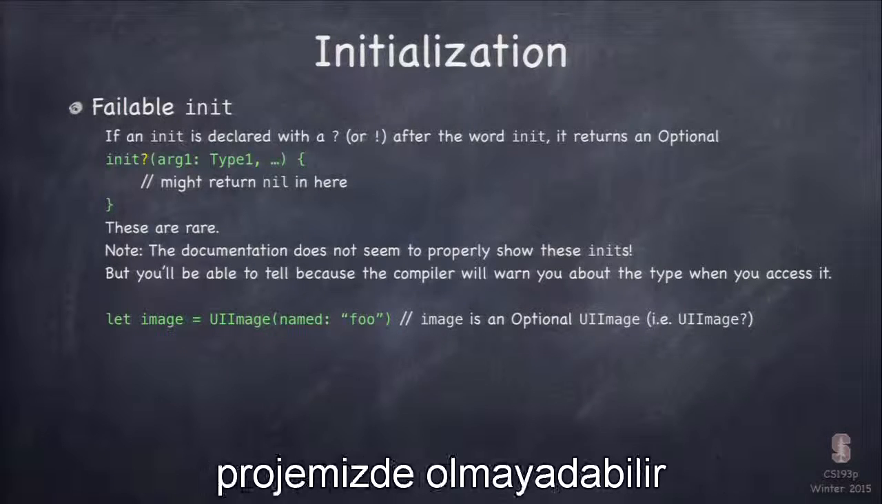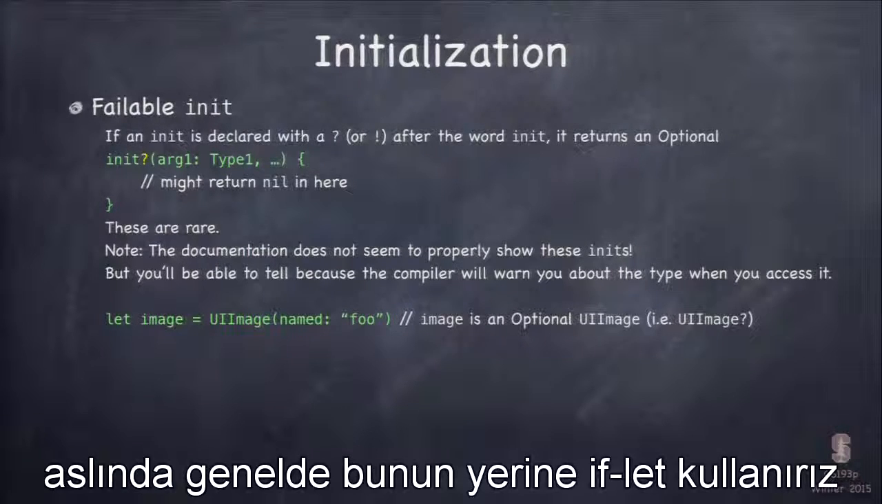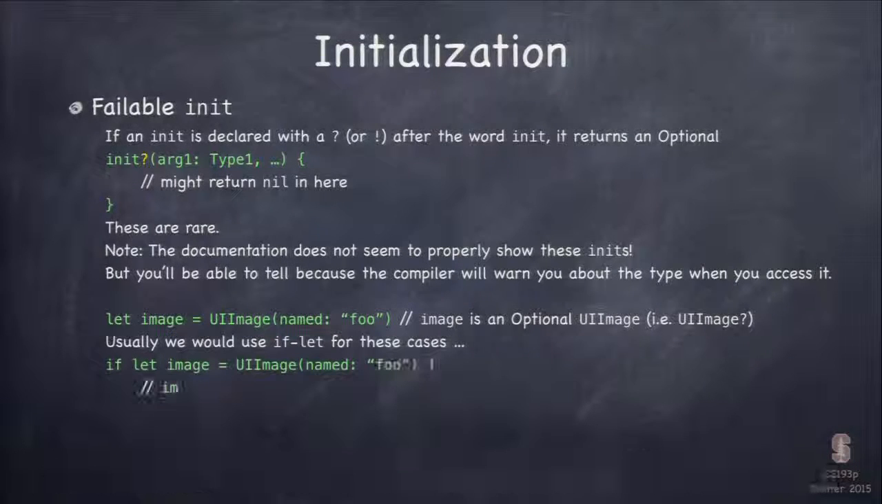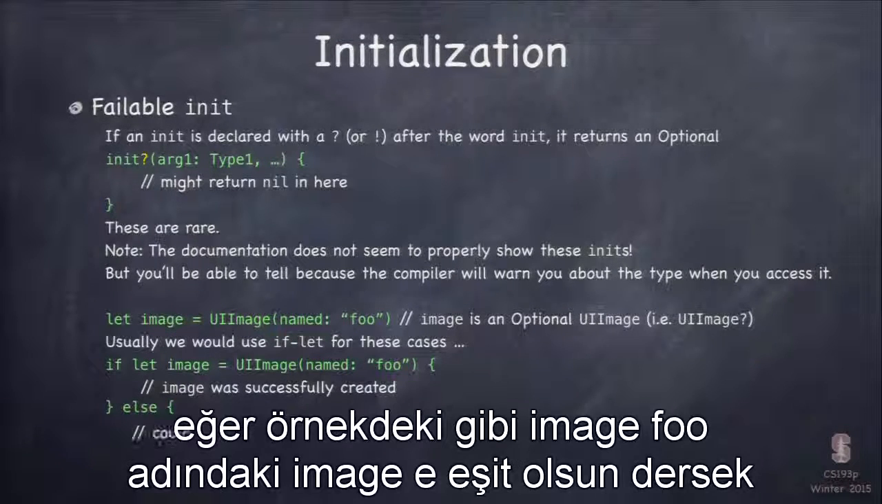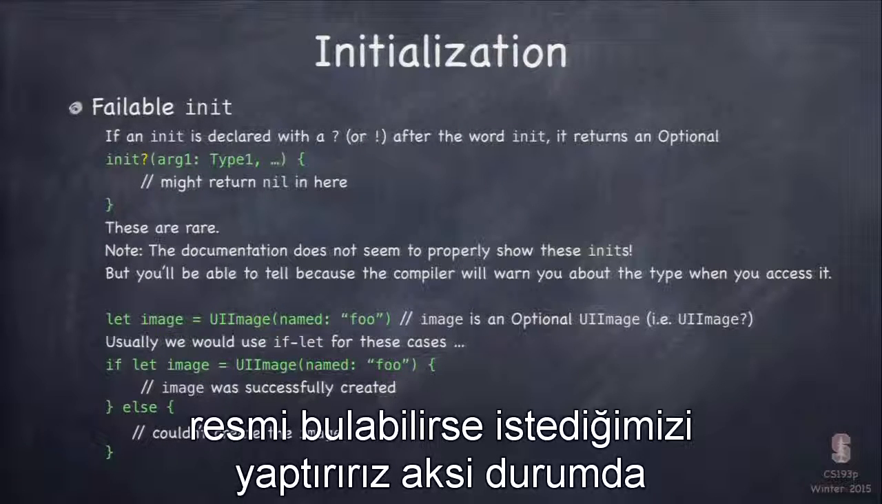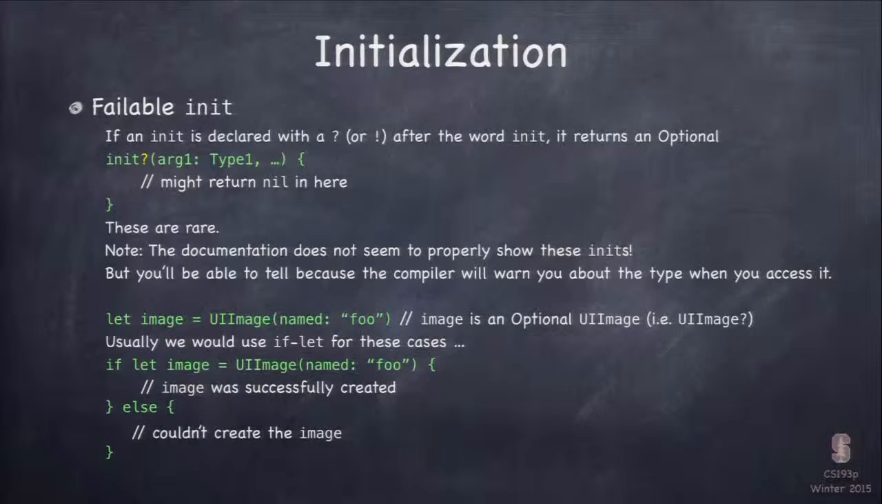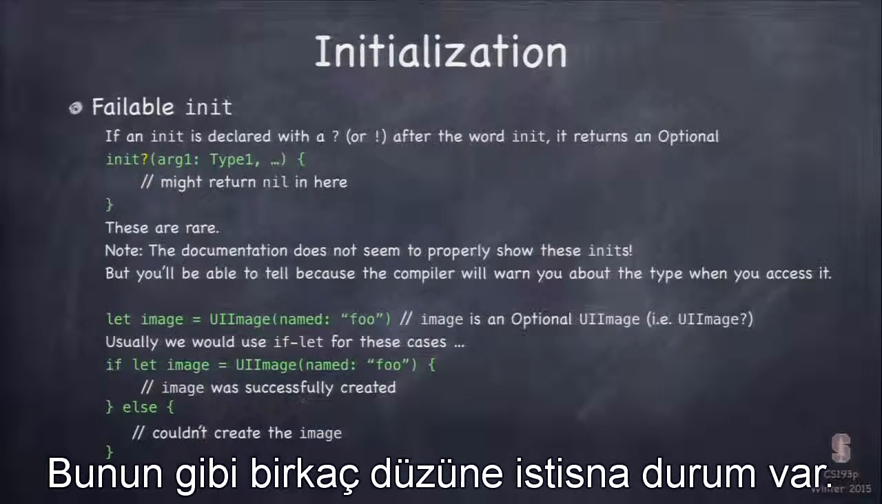So in this case right here, image equals UIImage named foo. Image is an optional UIImage, even though I'm calling an initializer there, right? UIImage's initializer could fail. So usually what we do in this case is we use if let. Right? If we can let the image equal the image named foo, then we'll do what we want. Otherwise, we couldn't find it, so we'll do whatever we do in that case. Okay? So watch out for those. There's very few of them, a few dozen at the most.